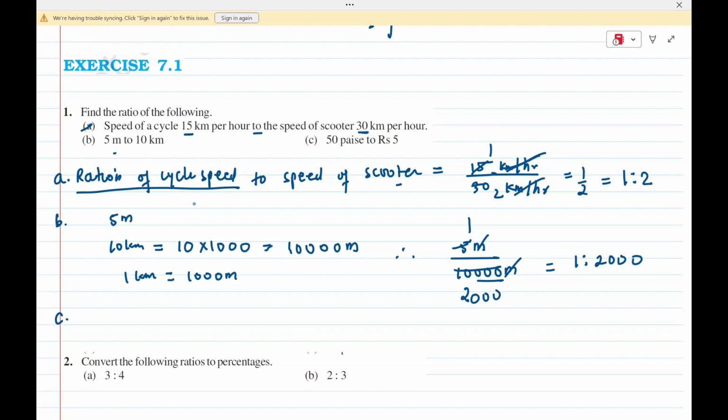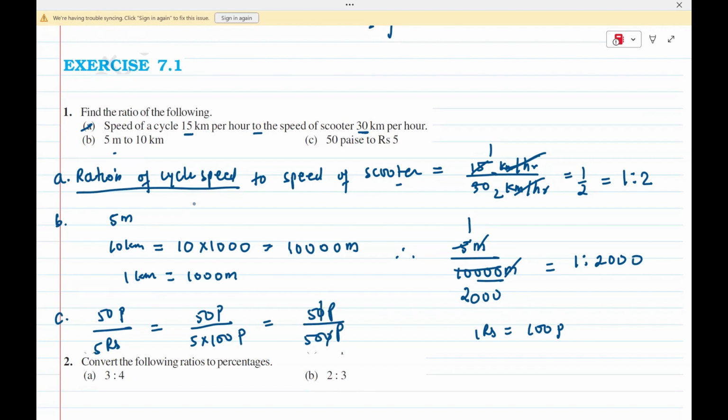See the third question. It says 50 paisa to 5 rupees. I have 50 paisa, and then divided by 5 rupees. So see, paisa and rupees I cannot cancel, so I need to convert into the same unit. I know 1 rupee is 100 paisa. So therefore 5 rupees is 5 into 100 paisa. So that is 50 paisa upon 500 paisa.